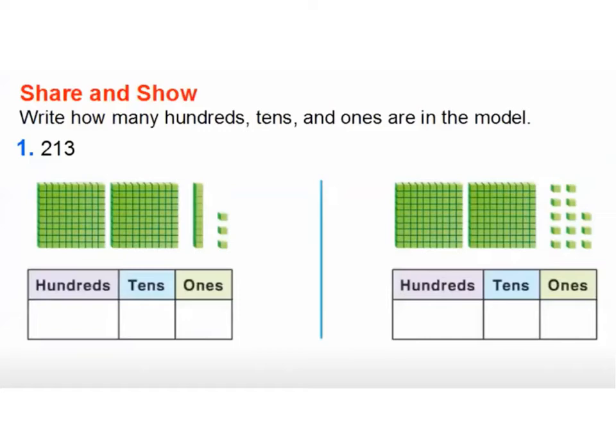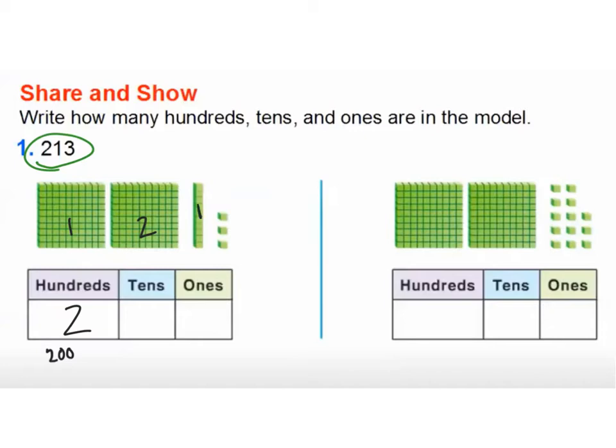Okay, let's look down at the share and show box. The directions say, write how many hundreds, tens, and ones are in the model. So both of these pictures and place value charts are with this number, 213. So let's look at the first picture. How many hundreds blocks do we have? 2 hundreds blocks. Remember, that's the same thing as saying 200.